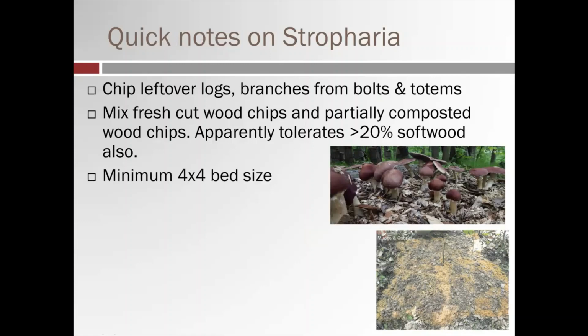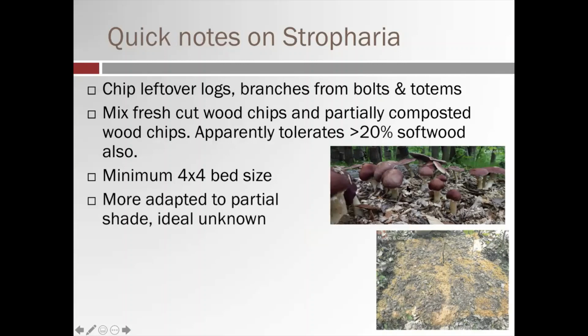You want a minimum 4 by 4 foot bed size. This is actually a 4 by 4 here. This is from Cornell. This is what they look like when they're fruiting. They're also more adapted to partial shade, but they're just starting to research this, and the ideal is not really known at this point.